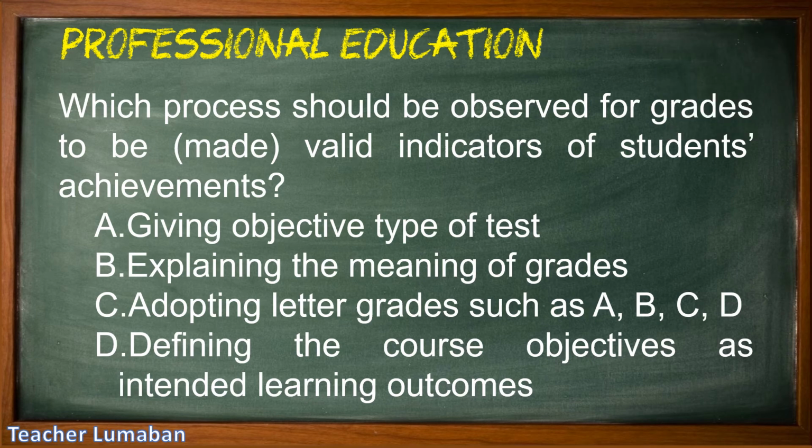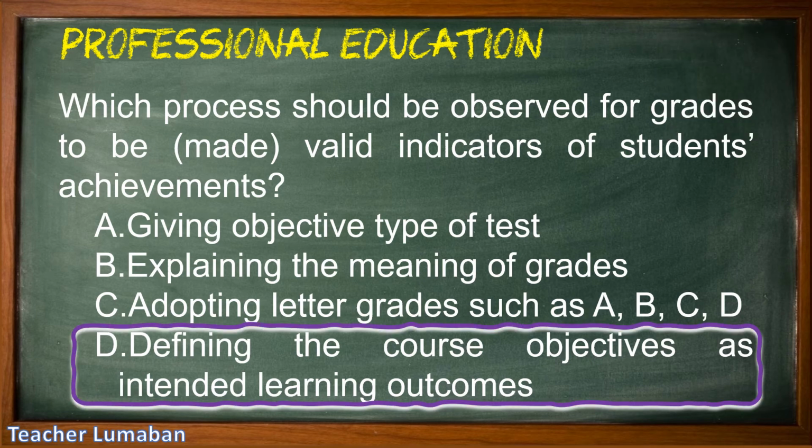The correct answer is letter D, defining the course objectives as intended learning outcomes. The process that should be observed for grades to be made valid indicators of students' achievements is defining the course objectives as intended learning outcomes.